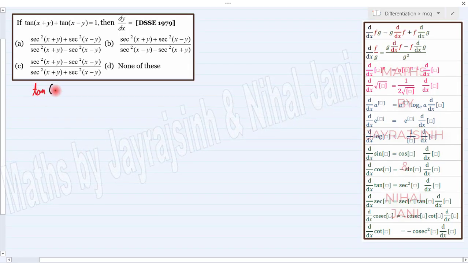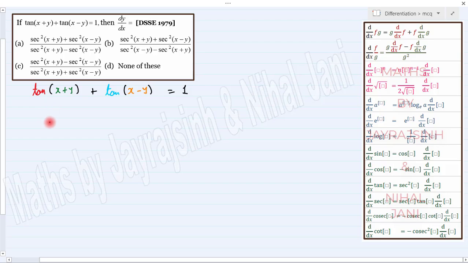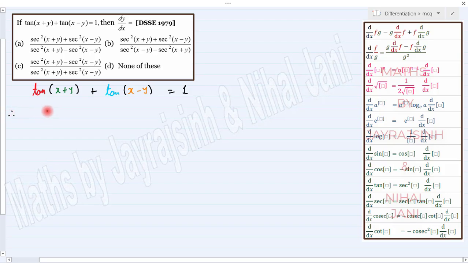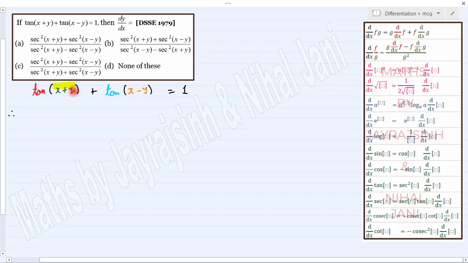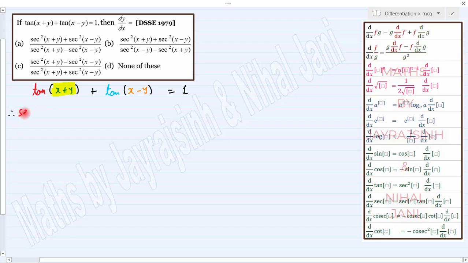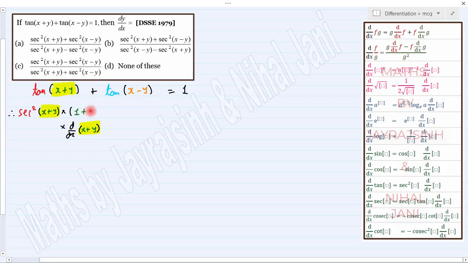Here we have tan(x plus y) plus tan(x minus y) is equal to 1. Then we have to find out dy by dx. So let's differentiate with respect to x. So in first term, we have to differentiate tan(x plus y). We have to take box around the x plus y. The differentiation of tan box will be sec square box into differentiation of box. Within the box, we have x plus y. So differentiation of x will be 1. Differentiation of y will be dy by dx.